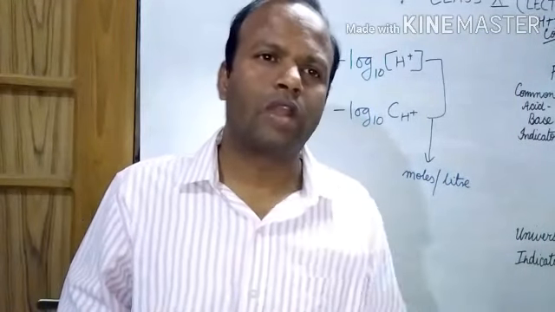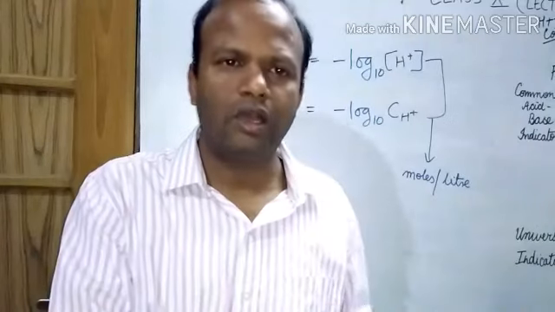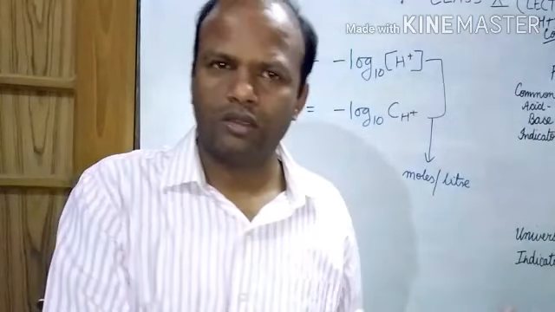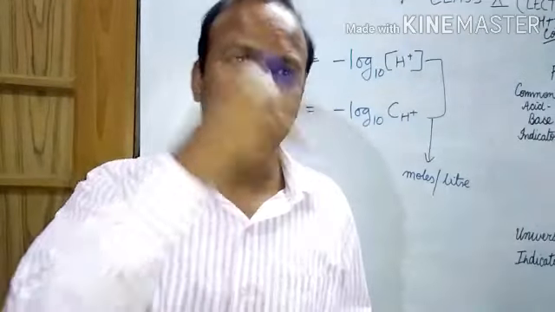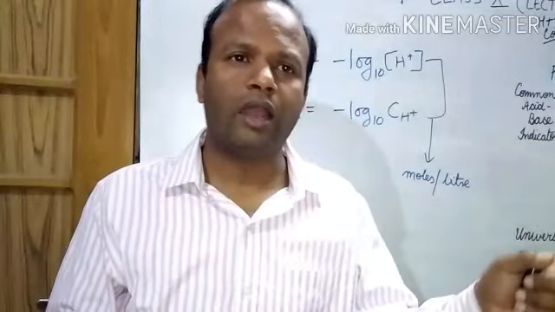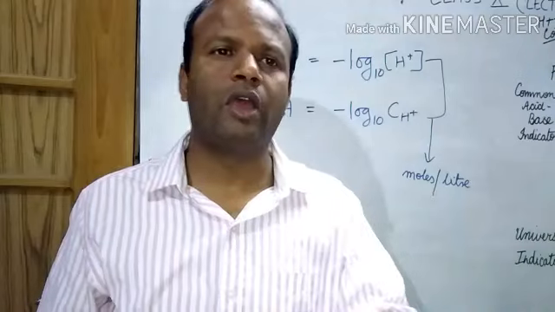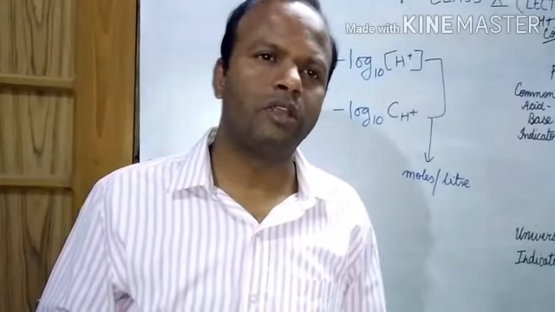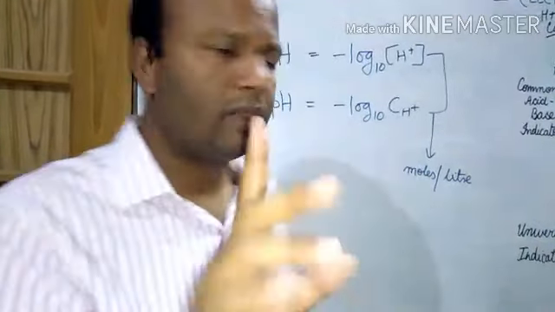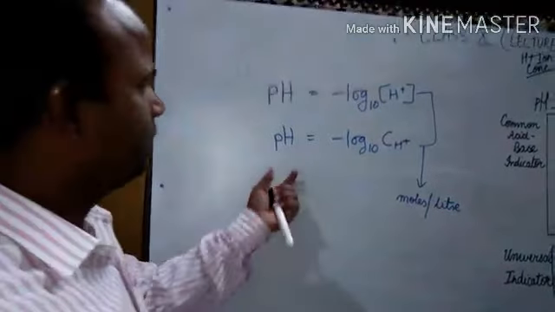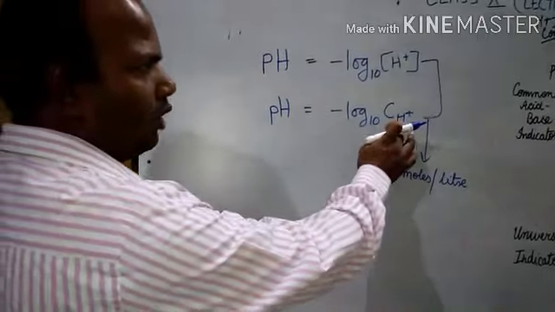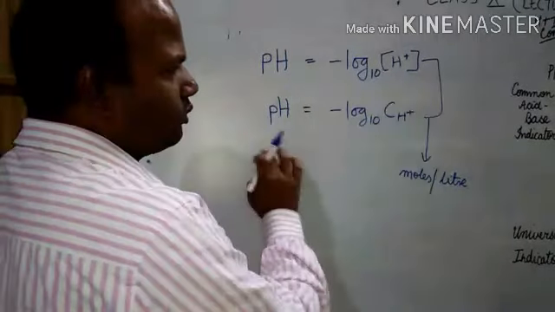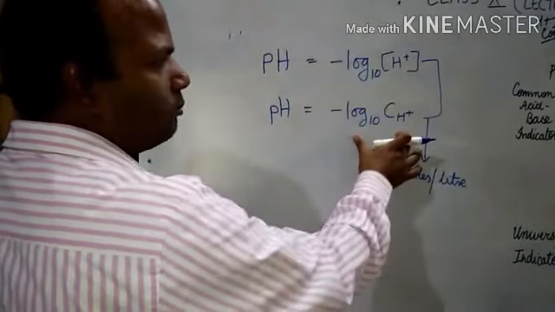That represents the strength of any acid or any base. How? By calculating the H plus ion, because the H plus ion or hydronium H3O plus ion shows the characteristic property of that particular acid. So pH is equal to minus log base 10 of C H plus. Now, being a mathematics student, you can easily calculate pH.